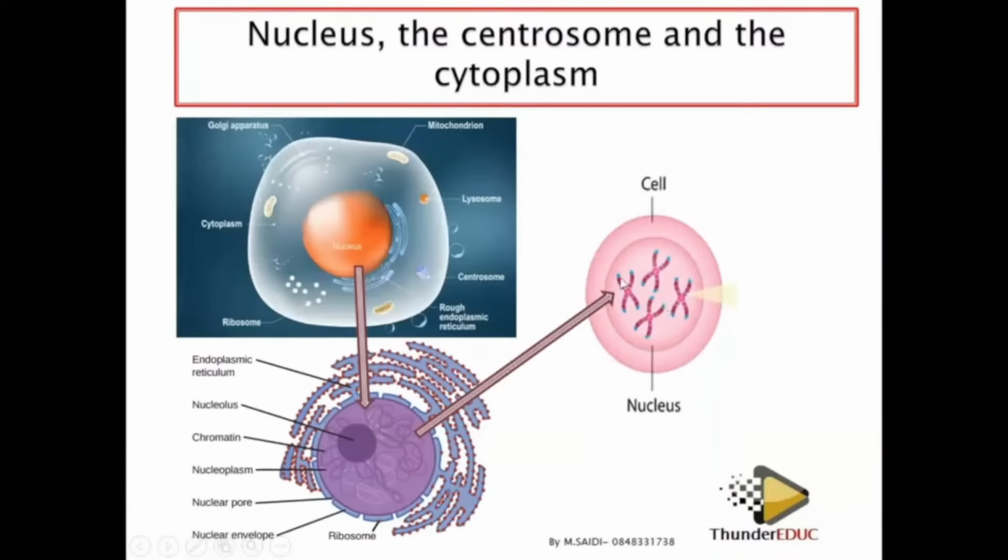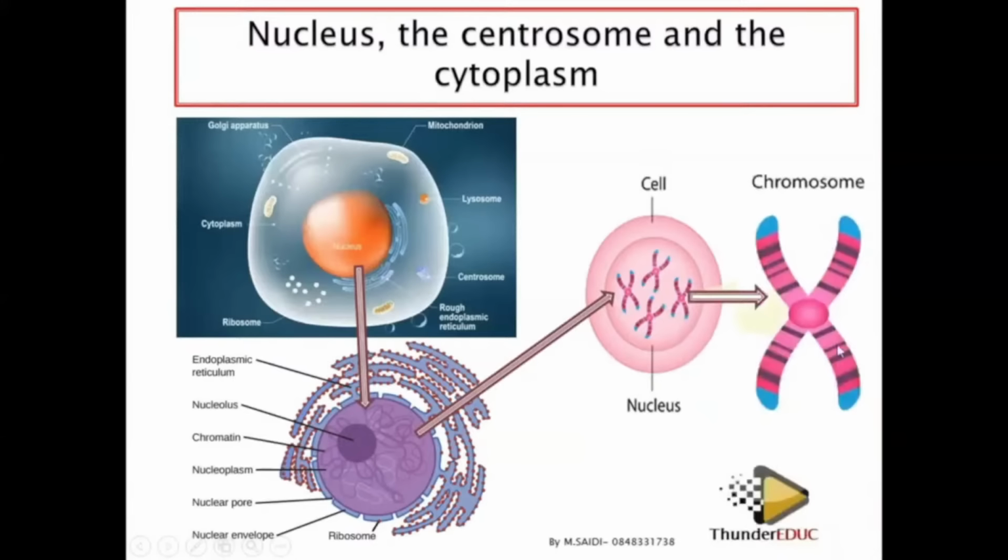So the chromosomes, they condense. You see, they have condensed, and then after that, you form the real structure of a chromosome. It looks like this. So that's the structure of a chromosome. Now let's look at the chromosome in detail.